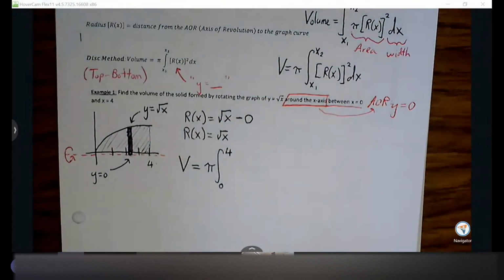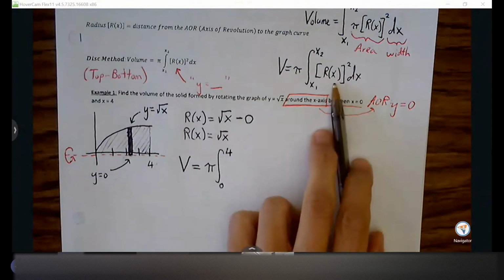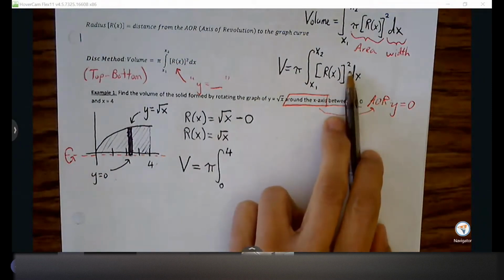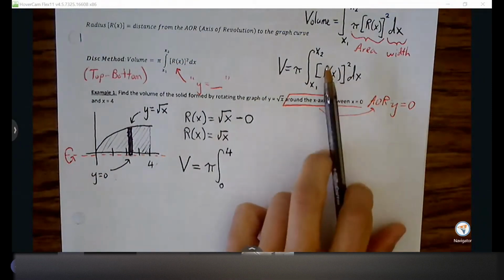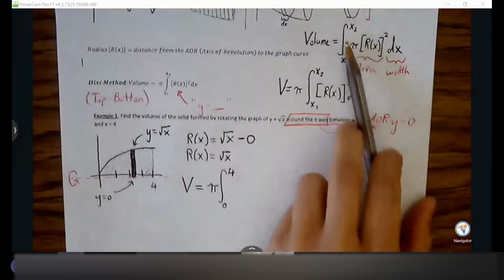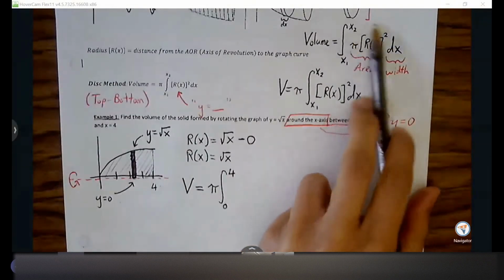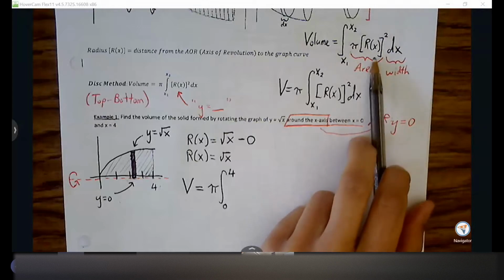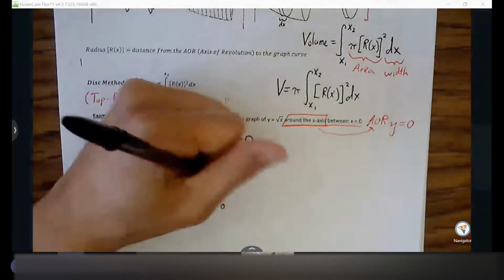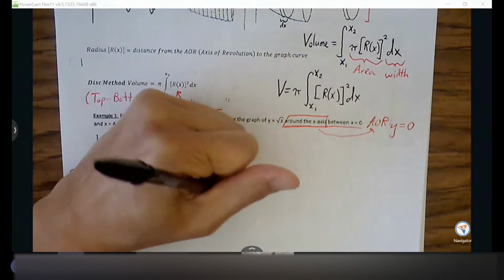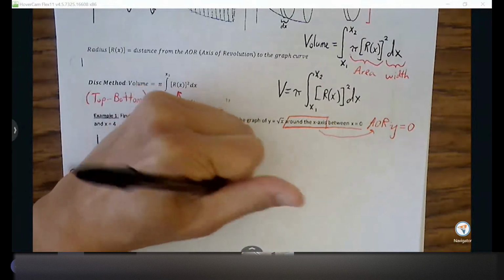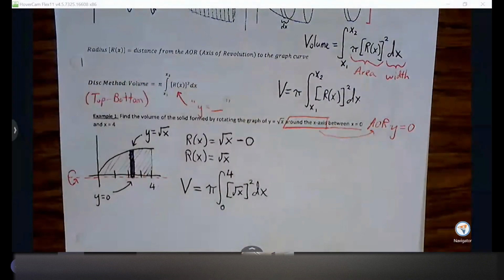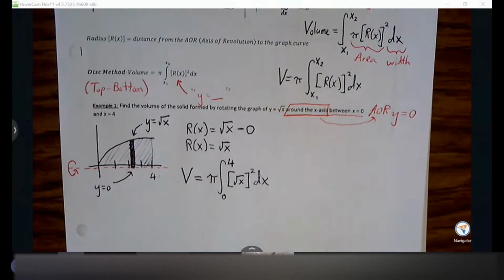All right, so now we have to make sure that we put our radius down, but we make sure that we square it. Okay, if you don't square your radius, then you're not truly representing the circular portion that's coming out of the shape, right? So we have to make sure we square our radius. So our radius is root x, quantity squared.